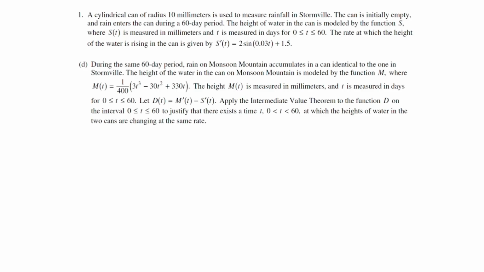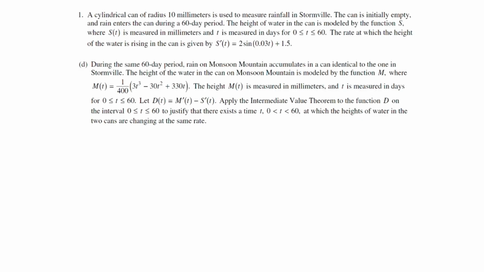And then here in part D, it says during the same 60-day time period, we've got rain on some mountain, Monsoon Mountain, that is accumulating in an identical can. The height of that water in that can is modeled by m, which is given to us. And the same units. And we have d of t, some function d of t, that's equal to m prime minus s prime. And it asks us to apply the intermediate value theorem to the function d on the interval 0 to 60 to justify that there's a time when the heights of the water in the cans are changing at the same rate.